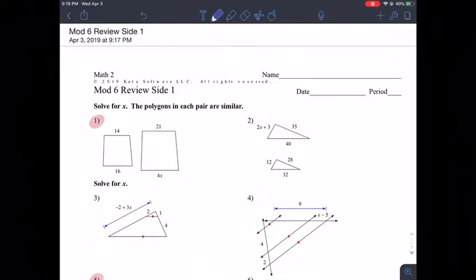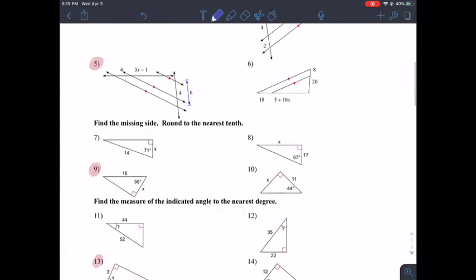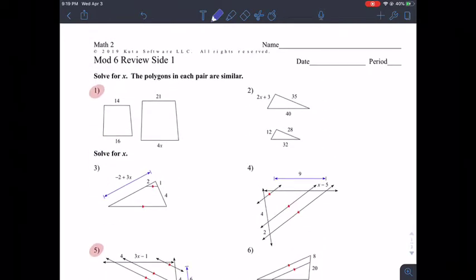Alright class, today we're going to work on the Module 6 review, Side 1 and Side 2. Try to do at least one problem for every section. Hopefully that helps out. I'll leave any questions, comments, or concerns for you guys. Give me 1 second. I want to start my timer just so I know how much time we have.